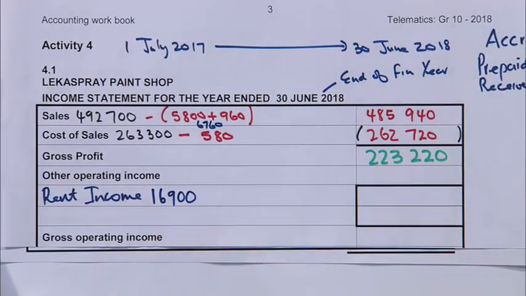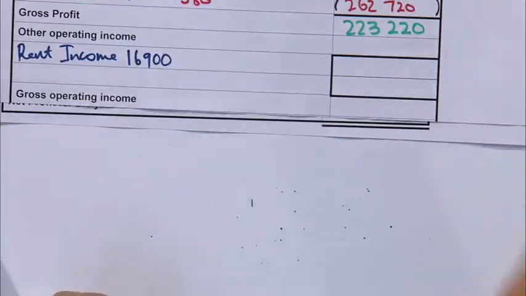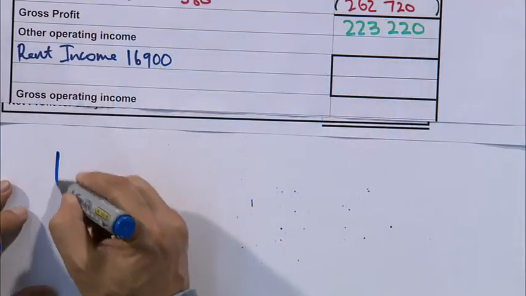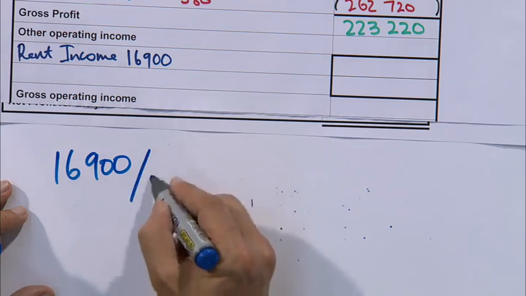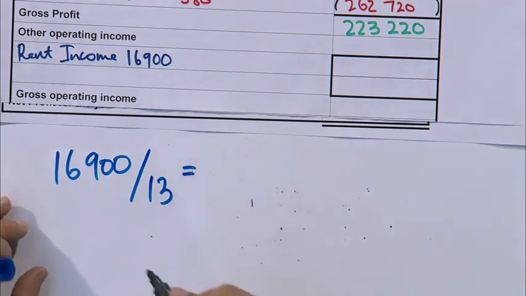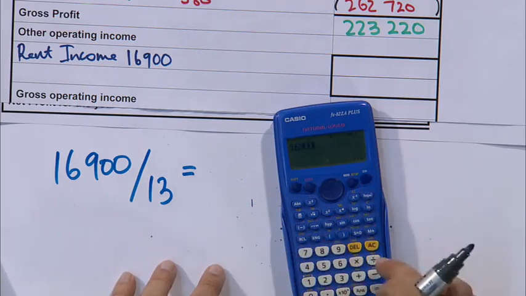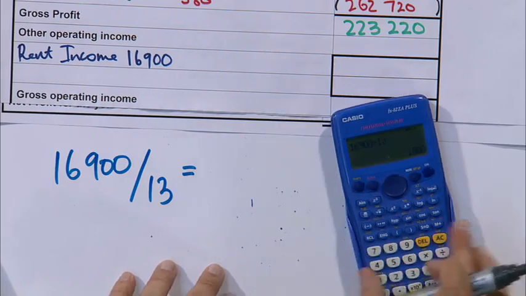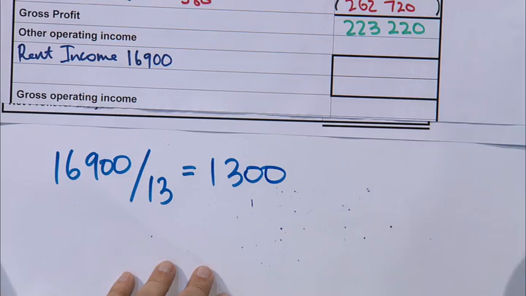So what are they saying? Is that amount of 16,900. So your 16,900 is actually 13 months. That's what we're saying. So we want to determine what is the rent for 1 month. So if we take 16,900, just check on our calculator, divided by 13, I get 1,300. So it's 1,300 per month.